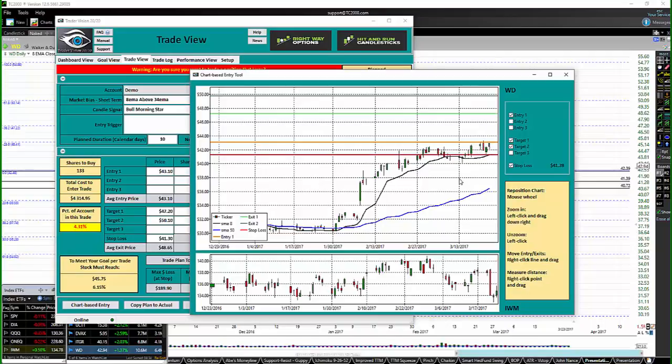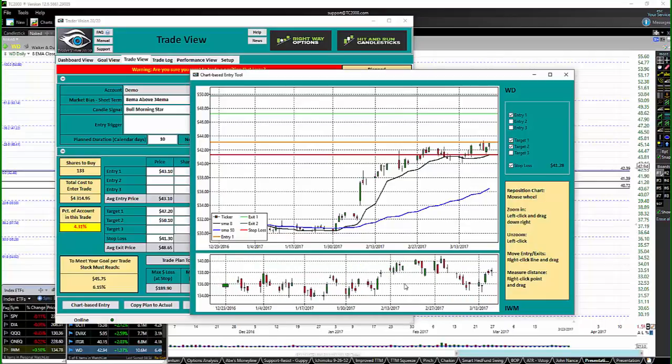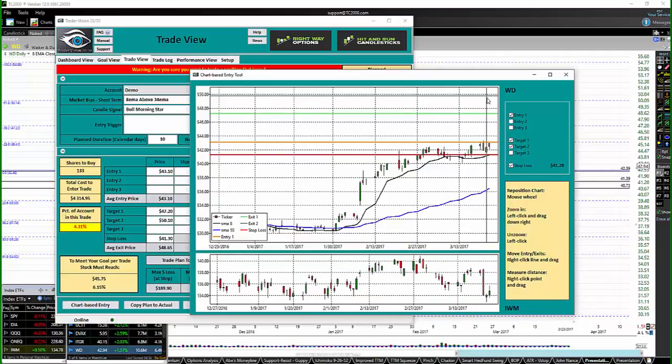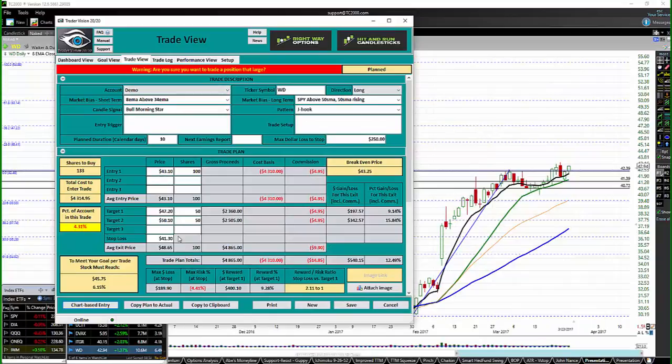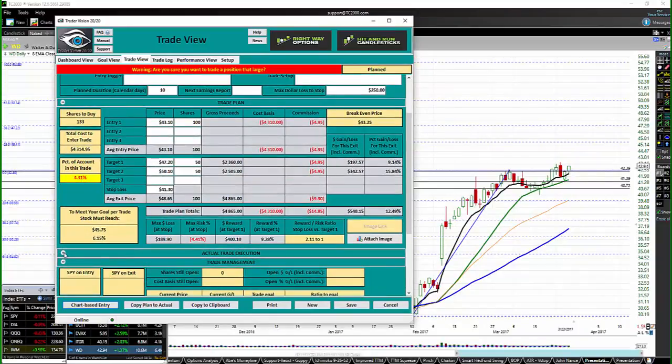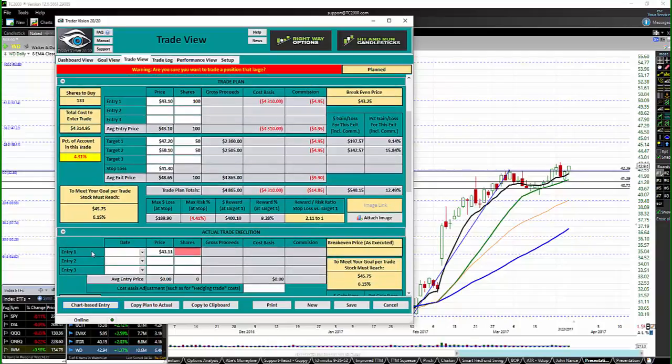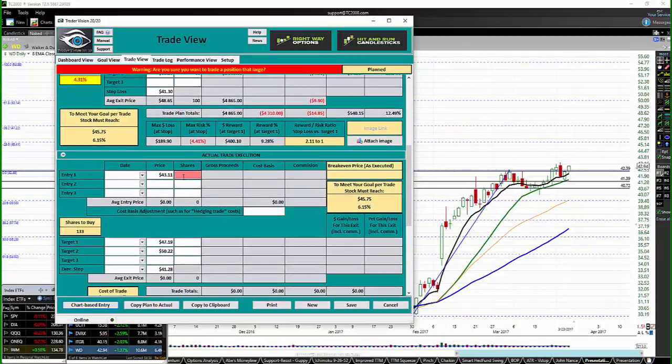Okay. So that's where we've got our initial plan set up. We've entered our entry and our targets and our stop loss. And if we close this down, you'll see that we have entered those values into the actual execution, and we just need to put in the shares that we want to have at that level, and then the date on which we are doing that entry.